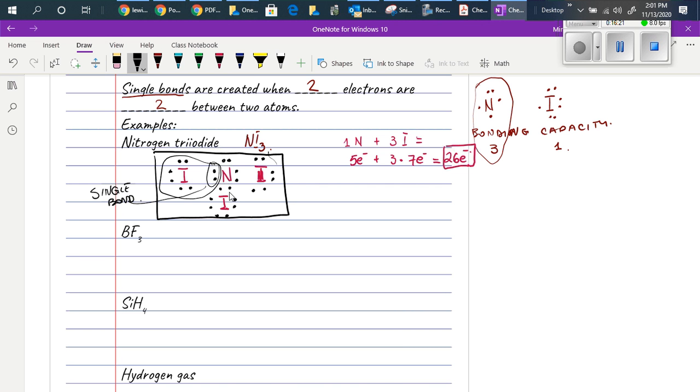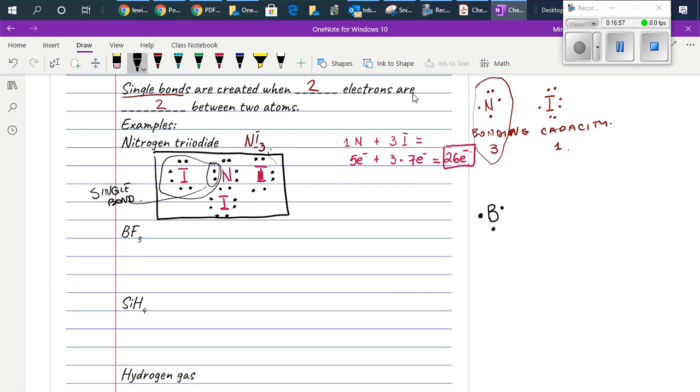Let's take a look now at boron trifluoride, BF3. Let's see which one is the central atom and why, and how many electrons are in the outer shell. For boron trifluoride, boron is in the 13th place of the periodic table, and it has 3 electrons in the outer shell. So boron has 1, 2, 3 electrons.